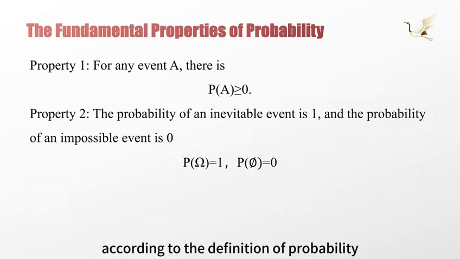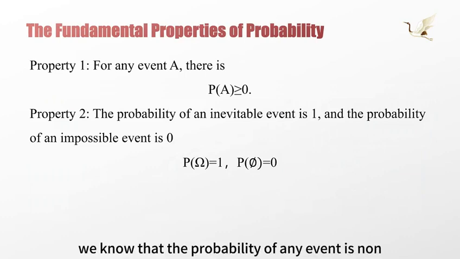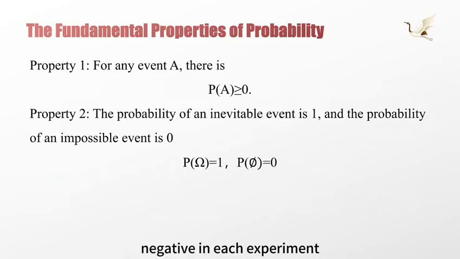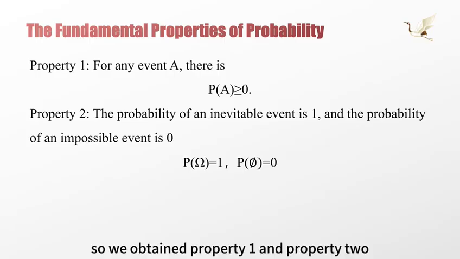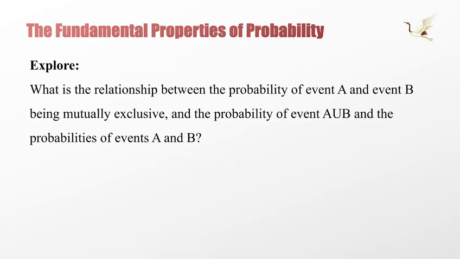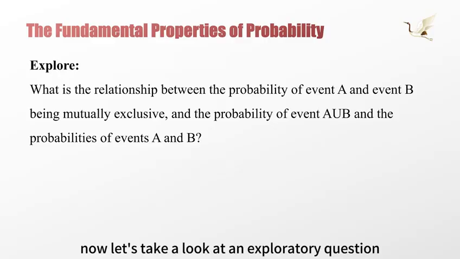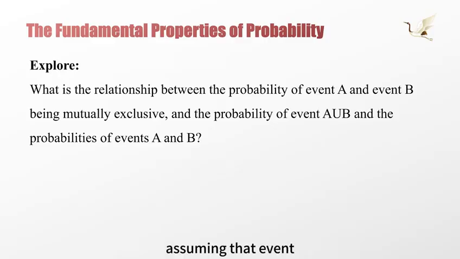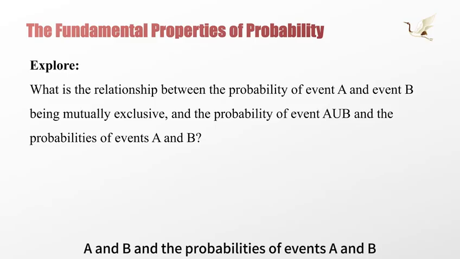According to the definition of probability, we know that the probability of any event is non-negative. In each experiment, certain events must occur and impossible events must not occur. So we obtained property 1 and property 2. Now let's take a look at an exploratory question. Assuming that event A and event B are mutually exclusive, what is the relationship between the probability of the union of events A and B and the probabilities of events A and B?